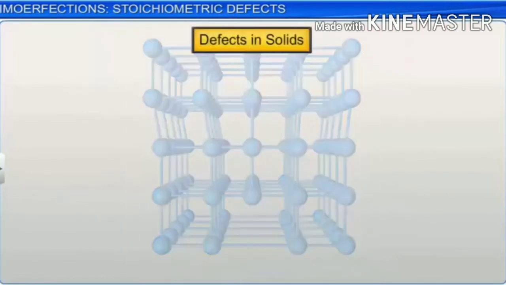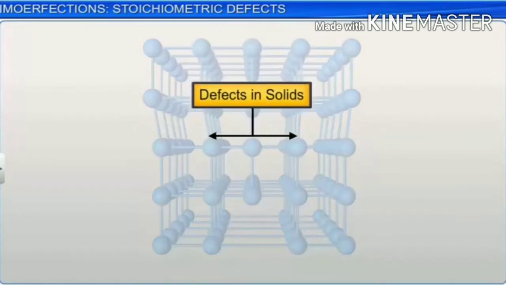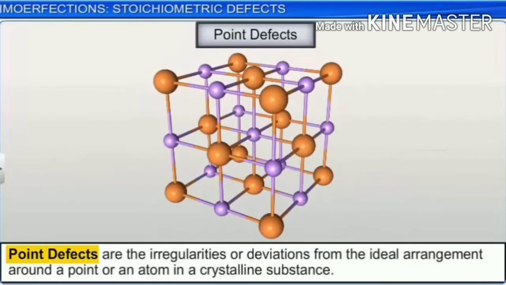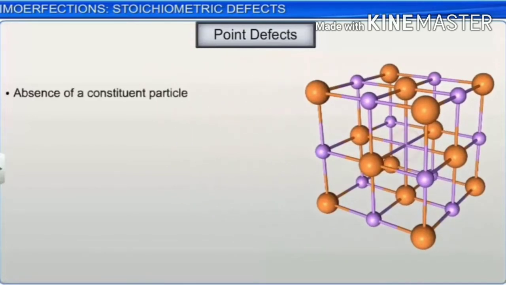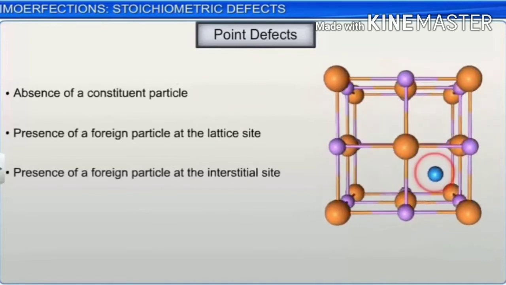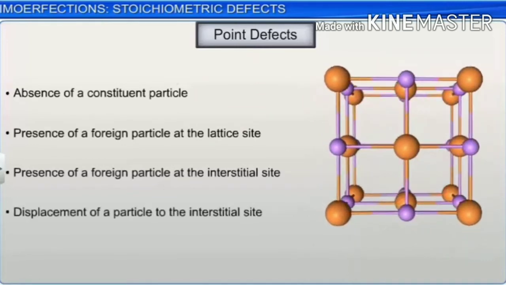These defects in solids are broadly classified into point defects and line defects. Point defects are the irregularities or deviations from the ideal arrangement around a point or an atom in a crystalline substance. These may arise in a crystal due to one of several reasons: the absence of a constituent particle, the presence of a foreign particle at the lattice site, the presence of a foreign particle at the interstitial site, or the displacement of a particle to the interstitial site.